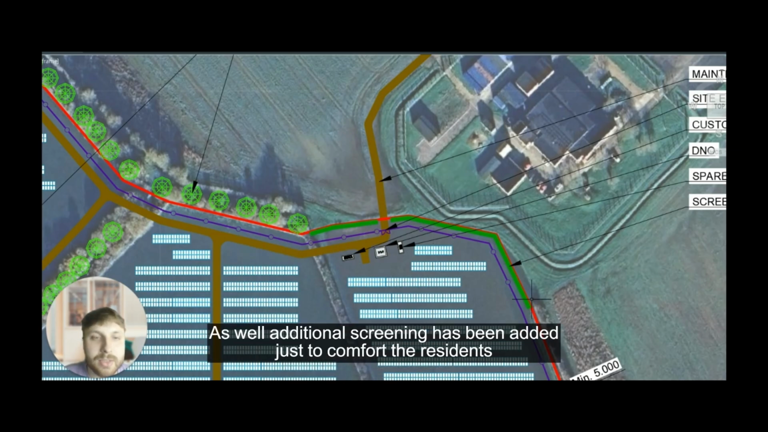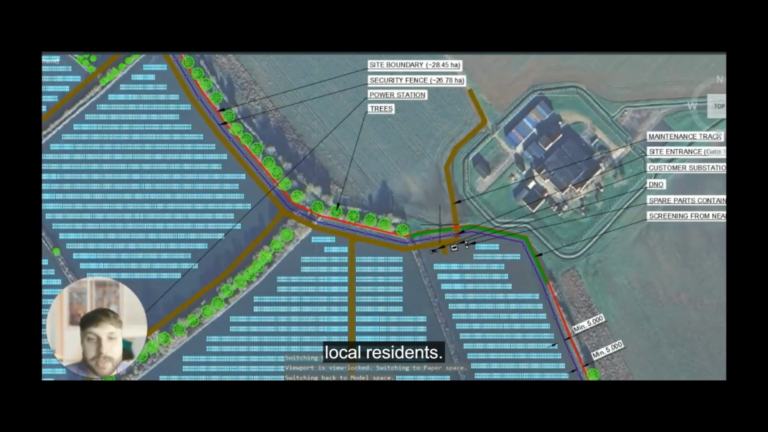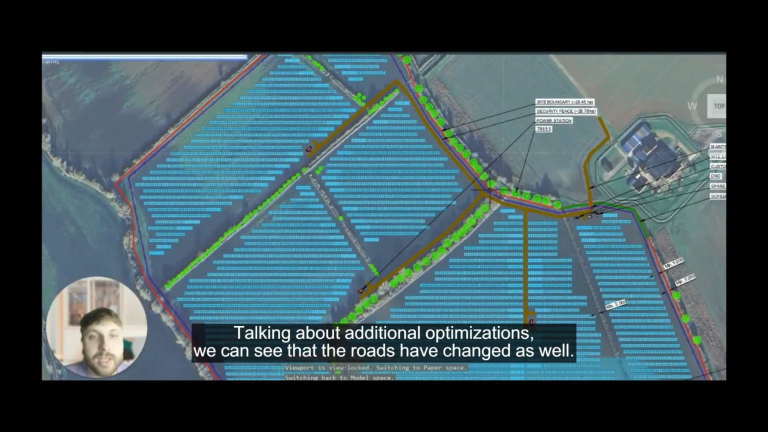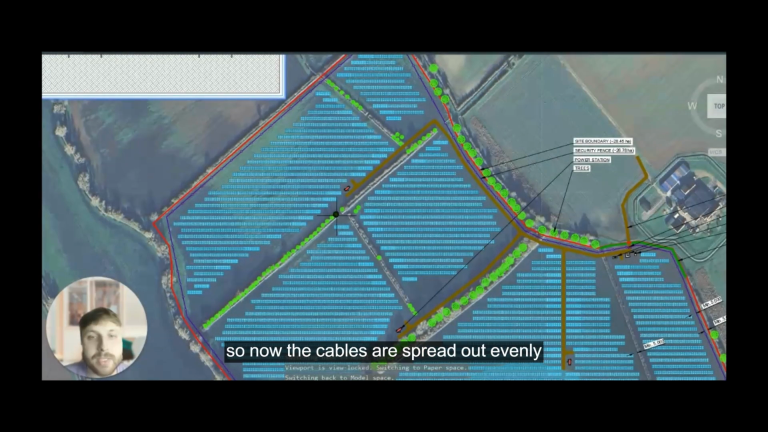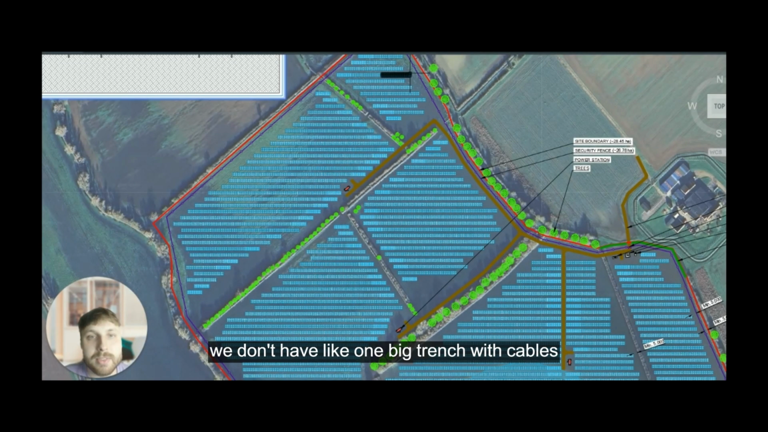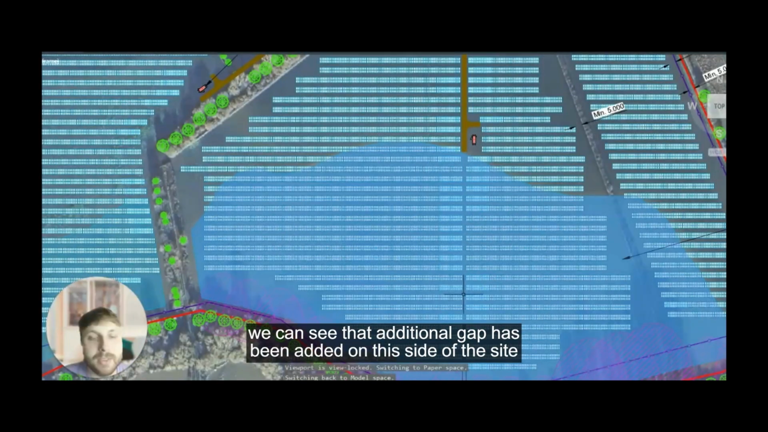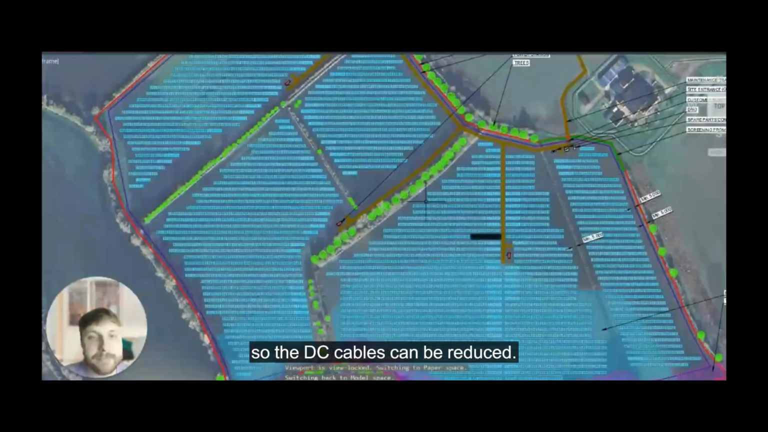Additional screening has been added just to comfort the local residents. Talking about additional optimizations, we can see that the roads have changed as well. We can see that transformers have been placed way more centrally, so now the cables are spread out evenly. We don't have one big trench with cables and no long cables going through the entire site. Plus, talking about cables and losses, we can see that an additional gap has been added on this side of the site, so the DC cables can be reduced.